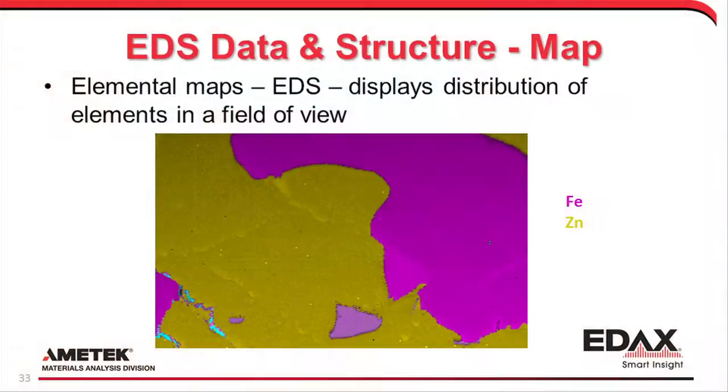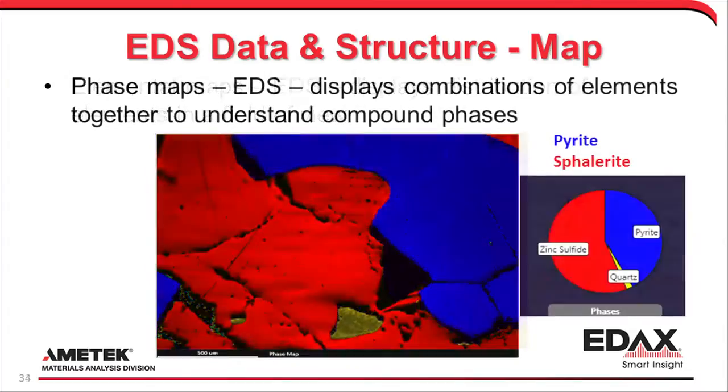And in the end, we do that across a wide area or field of view to see our chemistry distribution, iron and our zinc, or more realistically, our compounds, so our pyrite, FeS2, and our sphalerite, ZnS. And so now the colors that you see here are those combinations of elements together.